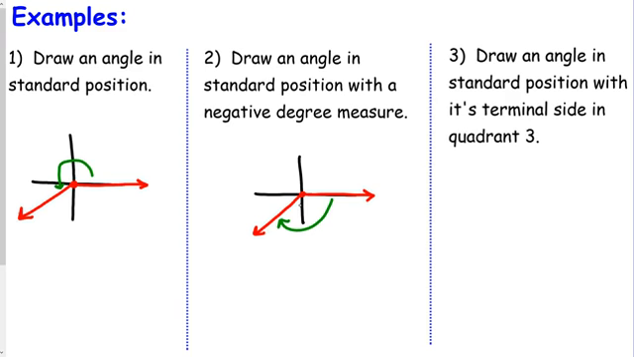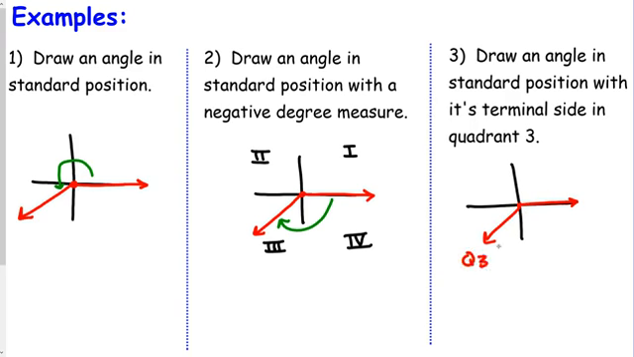Number 3, draw an angle in standard position with its terminal side in quadrant 3. Well, I kind of accidentally already did. So the quadrants are numbered like this. Quadrant 1 is positive, positive. Quadrant 2, quadrant 3, and quadrant 4. So who knew that the example I was making up for problems 1 and 2 would also work for problem 3. Initial side, terminal side, that's in quadrant 3. You can use Roman numerals or just numbers. It's fine either way.